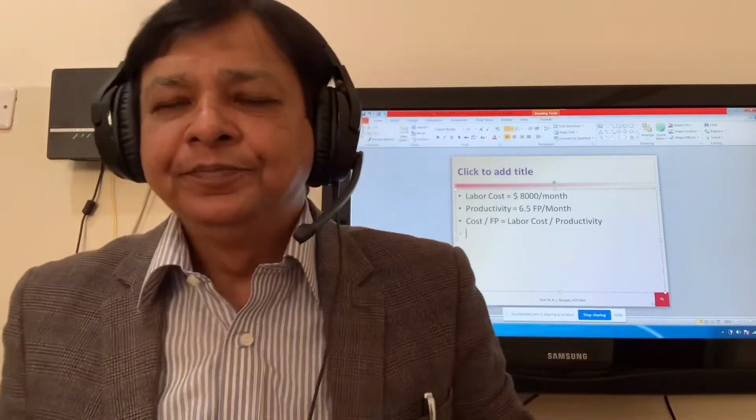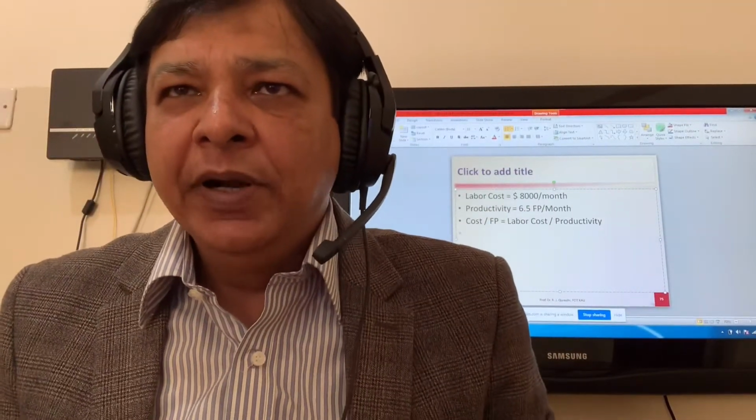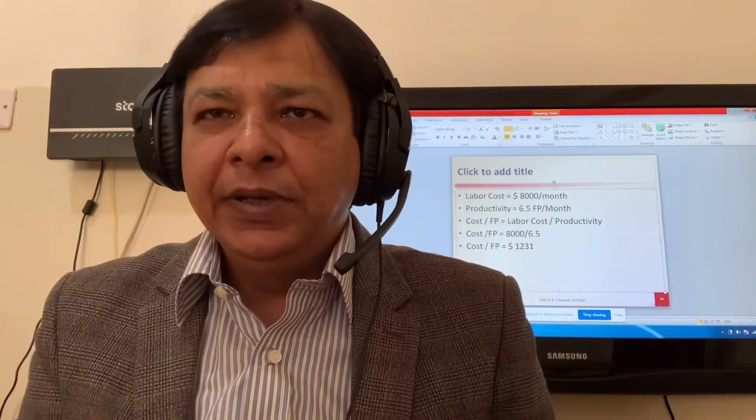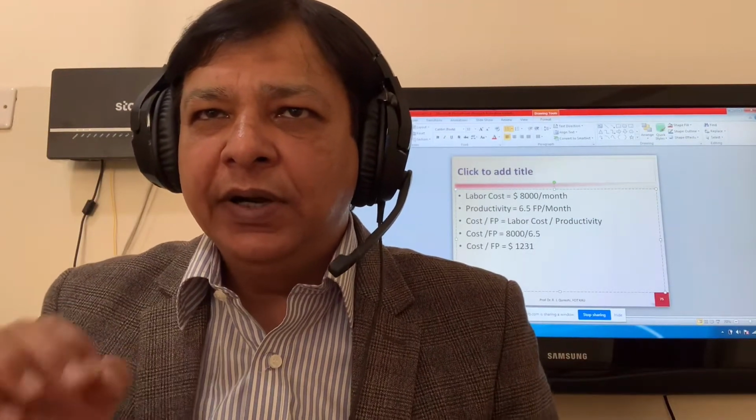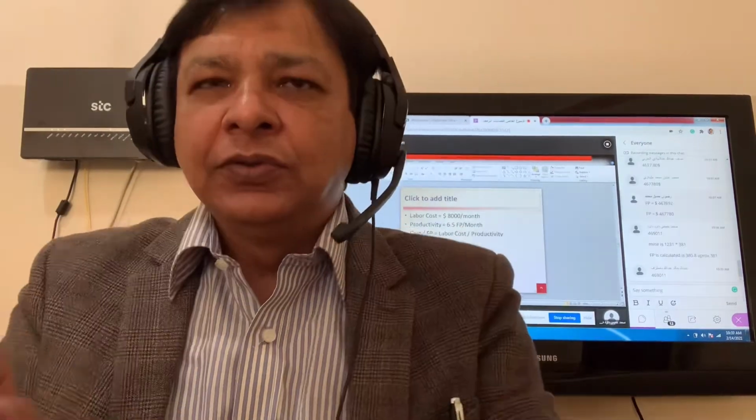This is the same formula used to calculate the cost per unit of your electricity bill. Given how much the bill is and how many units you consume, you can calculate the cost of 1 unit. So cost per function point is equal to 8,000 divided by 6.5, approximately $1,231. The company is spending $1,231 to develop one function in 1 month. 380 multiplied by 1,231 is 467,780, correct. So that's the cost we calculated.